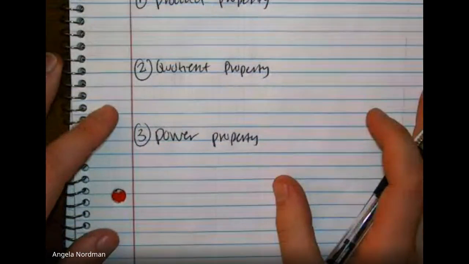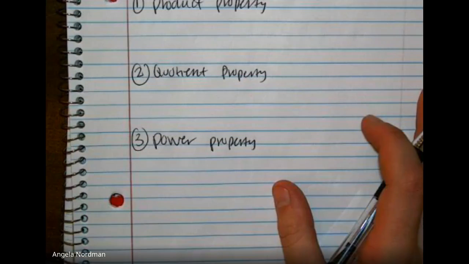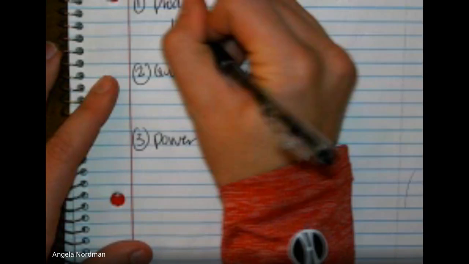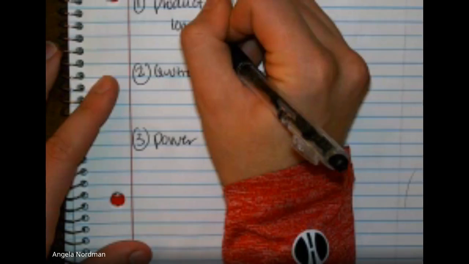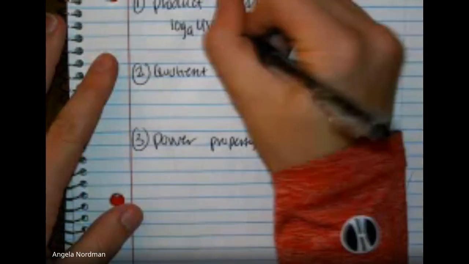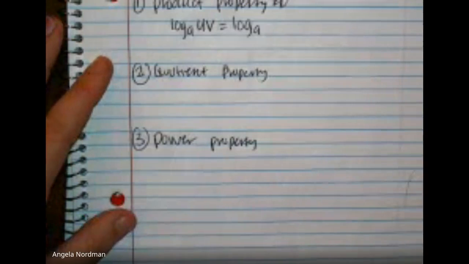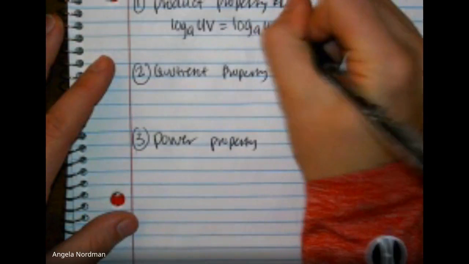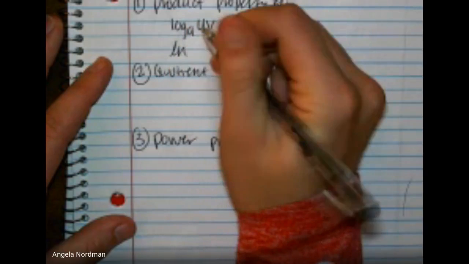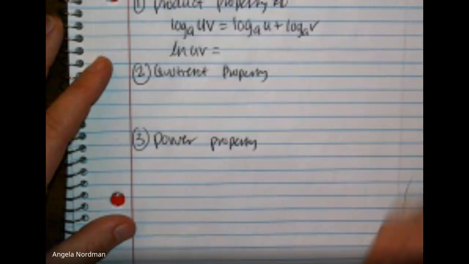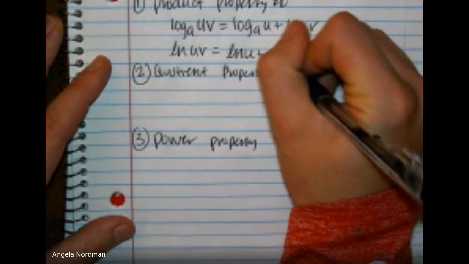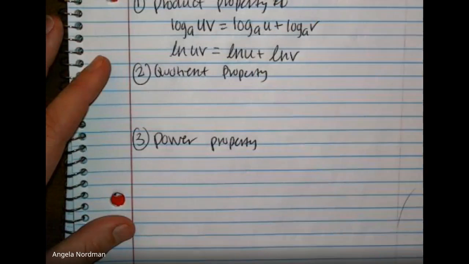All right, with the product property, what we're saying here is, I'm actually going to go down here. If I had log base A of U times V, I'm going to be able to separate this out. I can change this to log base A of U plus log base A of V. Anything that's true for log is true for natural log. So if I'm taking natural log of U times V, I can separate this through addition, natural log of U plus natural log of V.